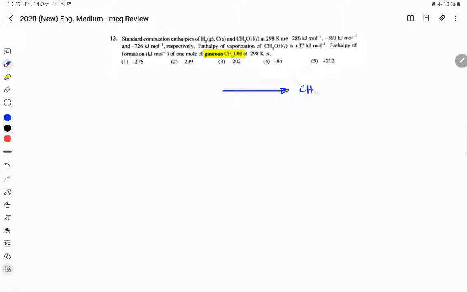Say CH3OH gas. So we have to produce that from the constituent elements: carbon solid, hydrogen gas and oxygen gas. Now let's balance it. One carbon here, so one carbon here. There are 4 hydrogens, so we have to put 2 here. 1 oxygen, therefore we have to put half here. So this is the enthalpy of formation of gaseous methanol. Enthalpy of formation.